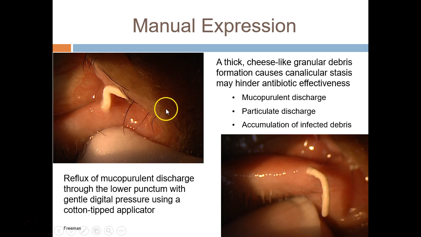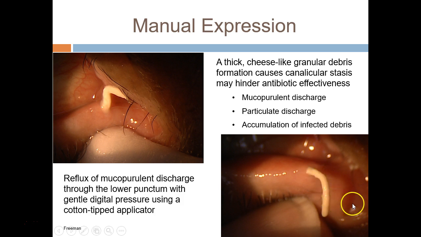It's almost like toothpaste, this thick cheese-like granular debris. And it's composed of the mucopurulent discharge from the bacteria, the particulate matter, and then all the infected debris. These three things together in sufficient quantity and quality produce this cheese-like discharge coming out of the puncta when you press it with a Q-tip. And I've got to tell you, in my 32-year career, I have never one time in my entire life seen stuff coming out of the puncta like this. This is pretty dramatic.